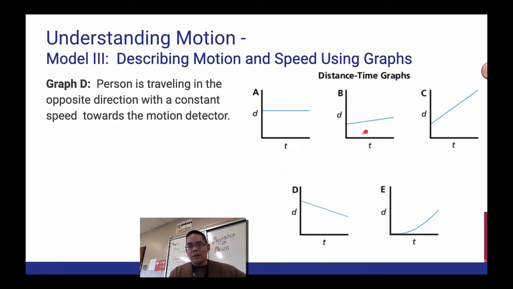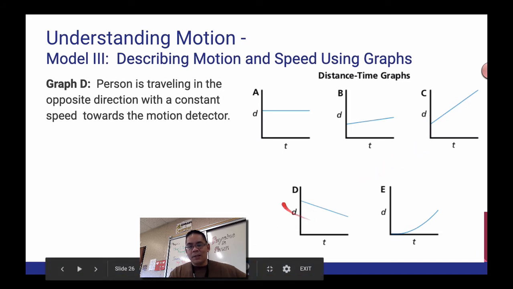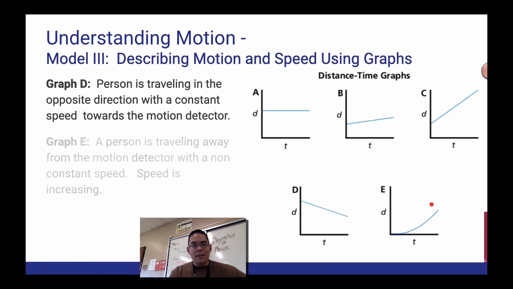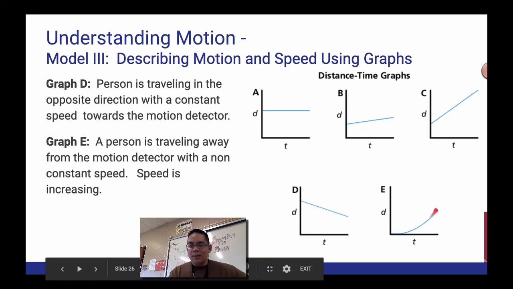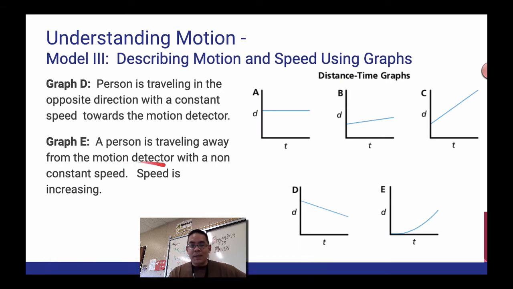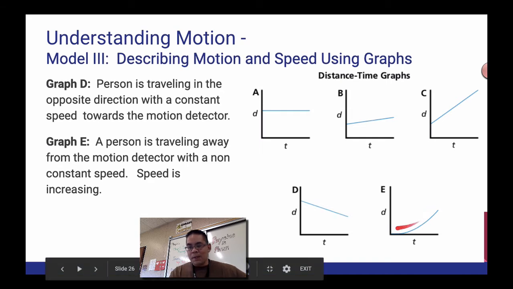Now, of course, since these are all lines for A, B, C, and D, those are all constant speed. But what about E? E is a little different. You experienced some of that also in your data. Whenever it's curved like this, that means it's not traveling at a constant speed, so it's non-constant speed. And actually, for this particular one, the speed is increasing. How do we know this?